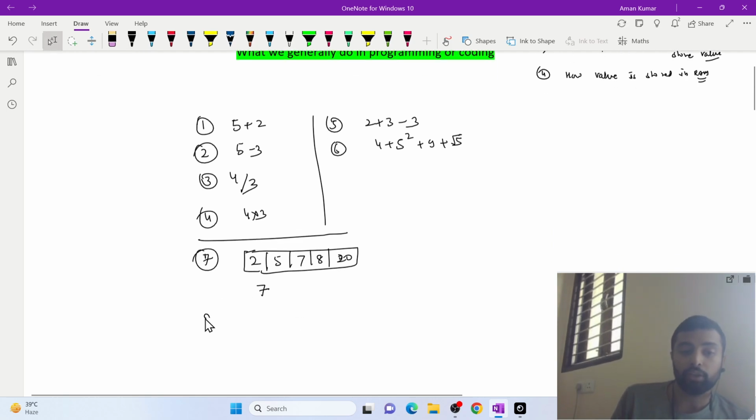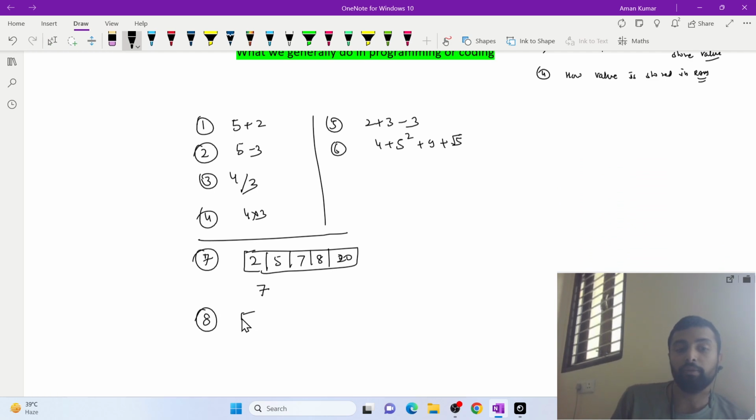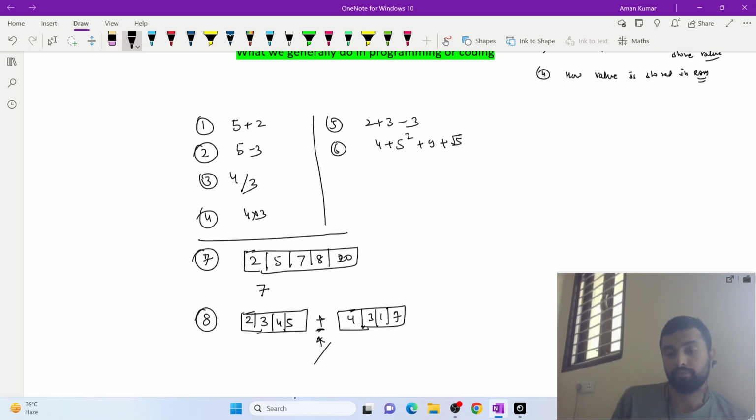Or maybe you have a list of numbers, which you can also call a vector or an array. Let's say it is 2, 3, 4, 5, and the other list is 4, 3, 1, 7. Your task is to perform an operation like plus between these two vectors or arrays, or subtraction, or multiplication, or division. Getting my point? This is also an operation. Operation means you are performing some kind of mathematical calculation.